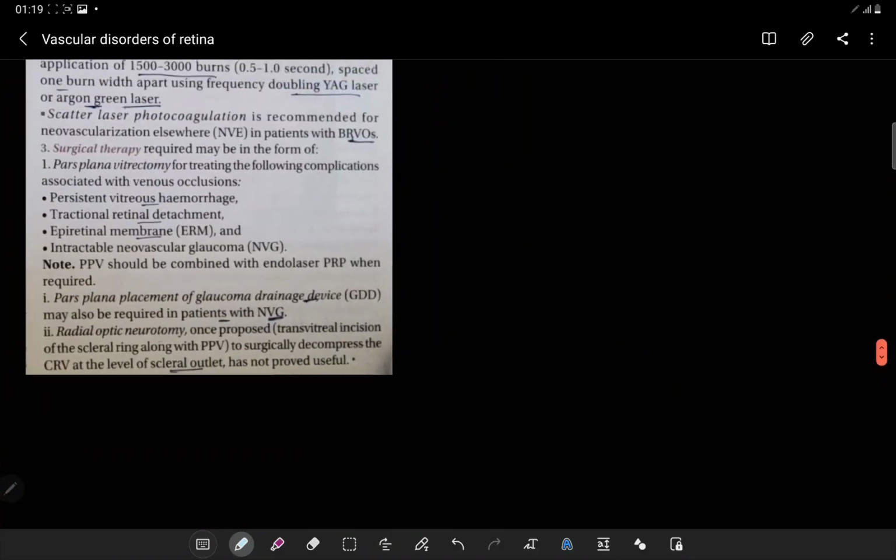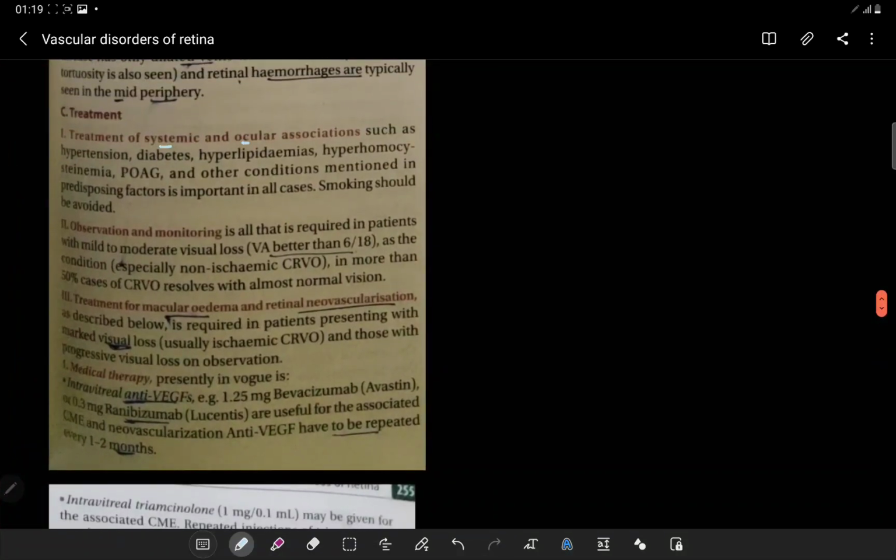Now, treatment includes, firstly, treatment of the systemic and ocular associations. You have to treat the hypertension, associated diabetes, hyperlipidemias, primary open angle glaucoma, and all other conditions mentioned in the predisposing factors as we have discussed earlier, and smoking should be avoided.